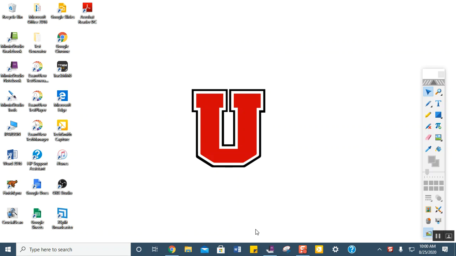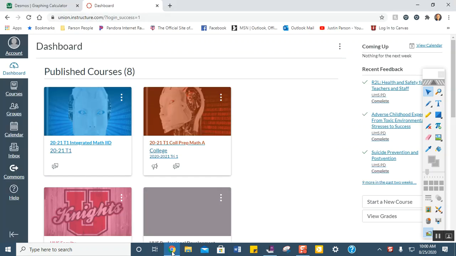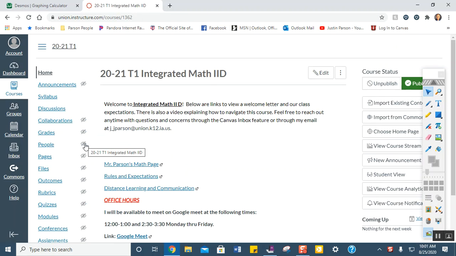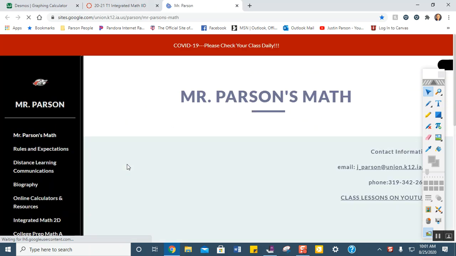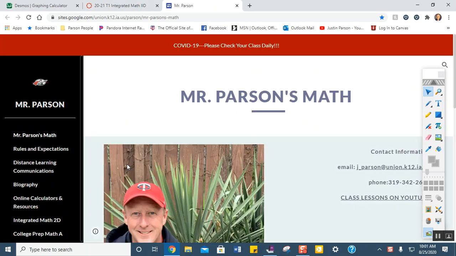So for those of you that are remote learners, here is how things are going to work for you. You already have a Canvas set up for you. And in your integrated 2D, you'll notice that when you click on that tile, you should have a link that says Mr. Parsons page. When you click on that, it's going to take you to this. Here's where you want to be.